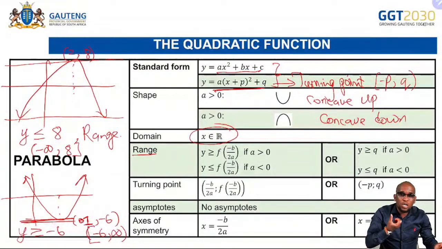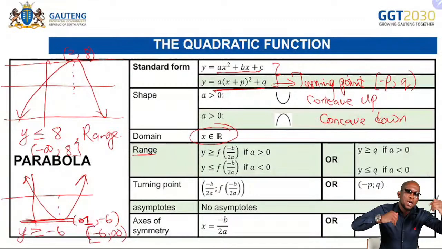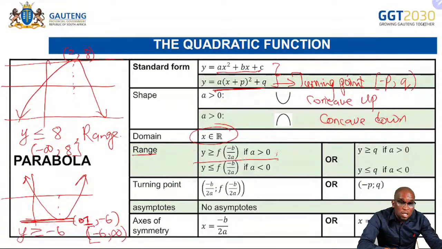But if it is concave up, it has a minimum turning point, so the graph is defined anywhere from the turning point and above that particular turning point. So you can see here, we try to summarize that to say, if A is positive, then the graph is defined for y is greater than or equal to the y value of the turning point. That is why here in this form it says y greater or equal to q and y less or equal to q. That would be the range of this graph.